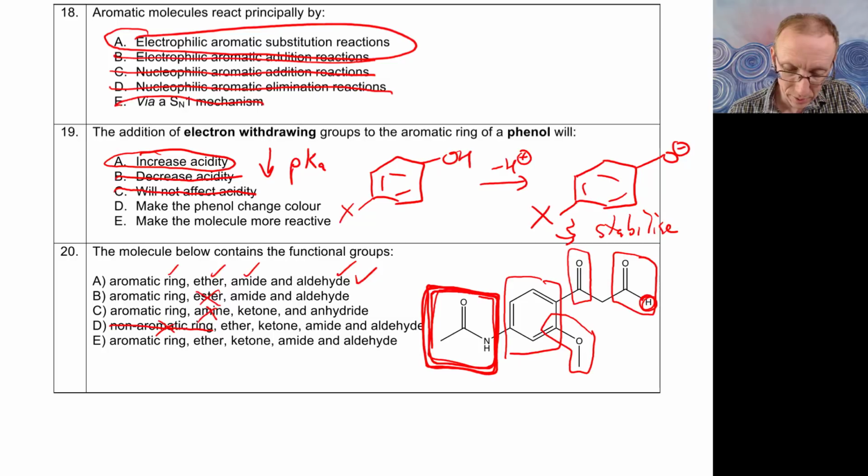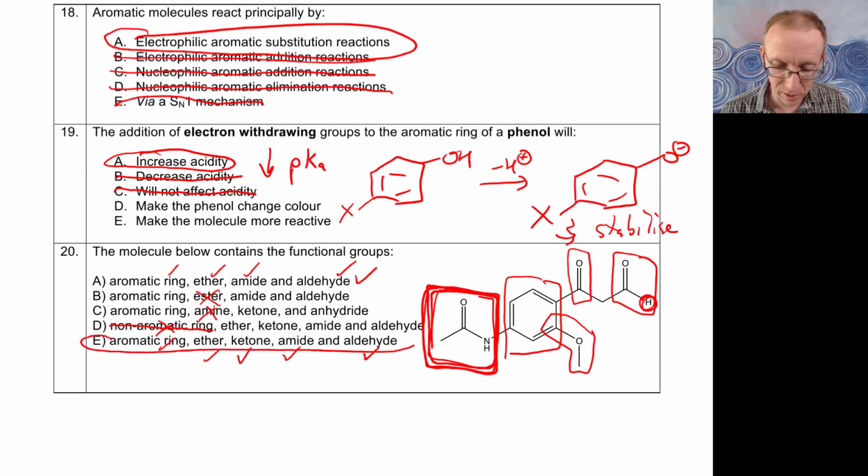E, we've got an aromatic ring, we've got an ether, we've got a ketone, we've got an amide, and we have an aldehyde. So I think that's the more correct answer because we've covered more of the functional groups. Answer A is missing one of them. It's missing the ketone. So I think answer E is the correct answer to this question.